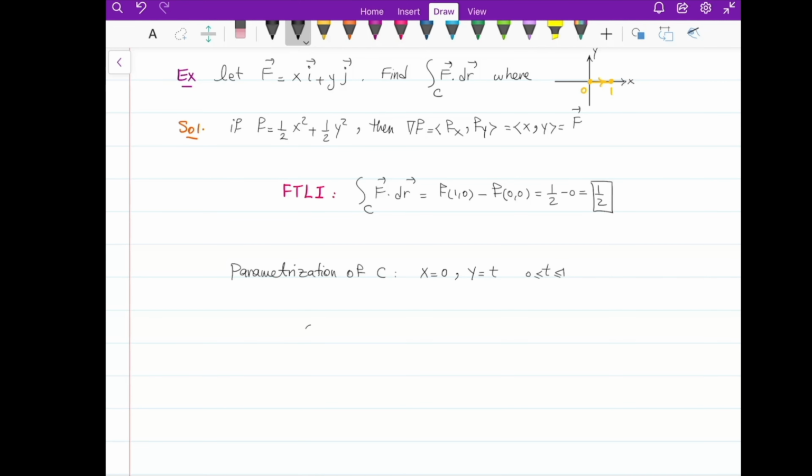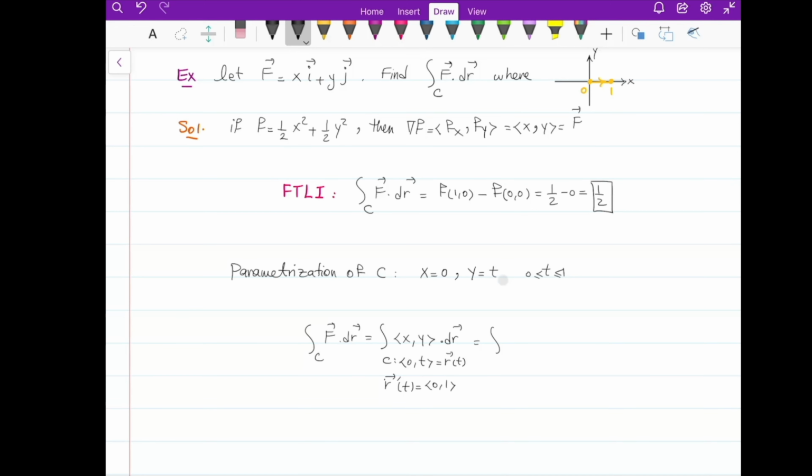Okay, so the line integral of f dr over C is equal to what? Is equal to f, which is x and y, and then I have dr over the curve C, where the curve C is actually (0, t). So this is basically r of t. Now r prime of t is (0, 1).